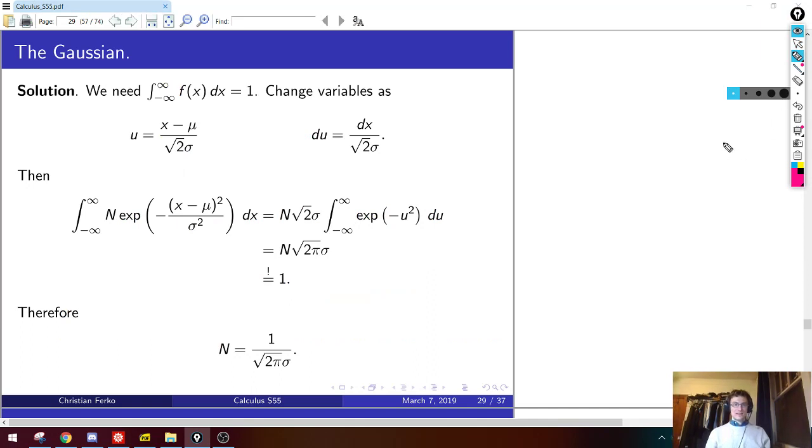Good, okay, so as you said, we set this integral equal to 1, did the change of variables, got N root 2 pi sigma, which must be 1, and that gives us what N must be.